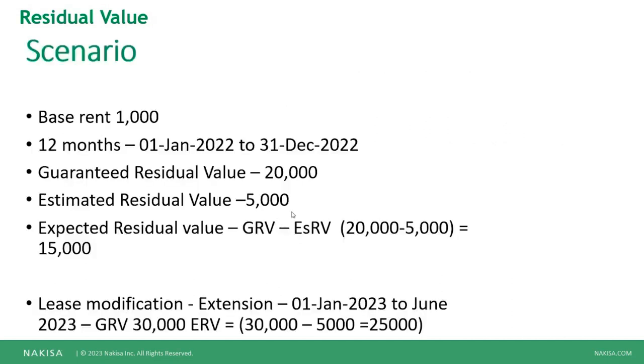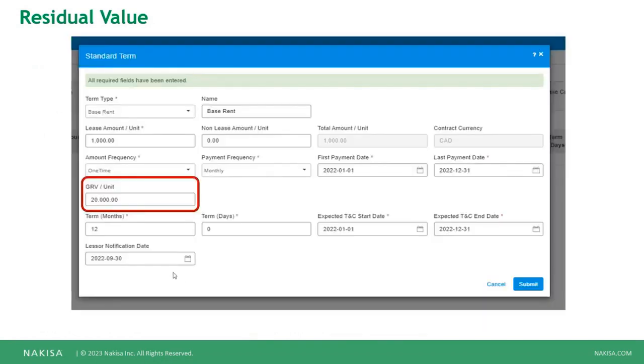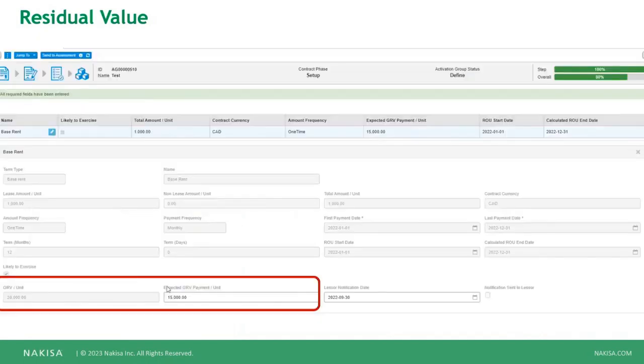And we have a scenario here where the base rent is 1,000 and it is for 12 months, and the guaranteed residual value is 20,000, and the estimated residual value is 5,000. So the expected residual value is 20,000 minus 5,000, that's 15,000. And we will be adding the guaranteed residual value in the lease component level in terms and condition over here. And then the expected payment amount will be in the AG level, that's 15,000 over here.